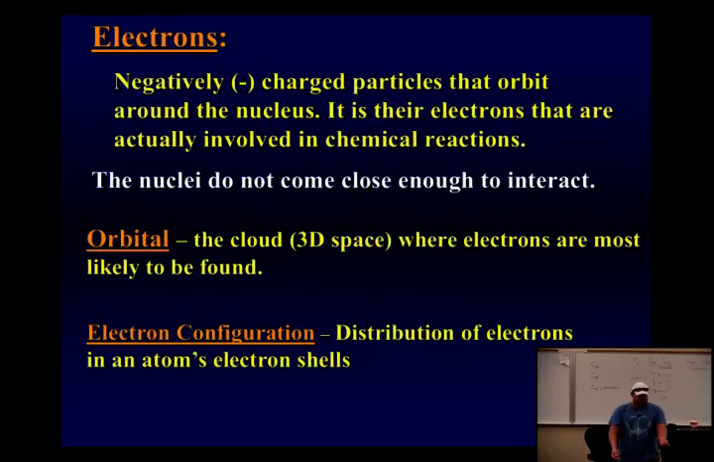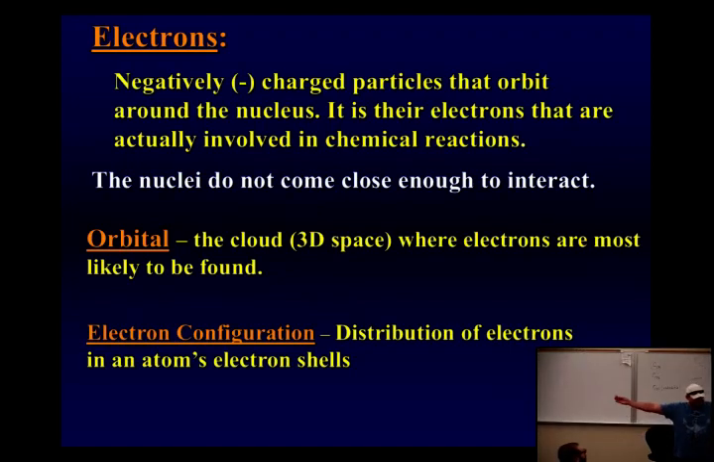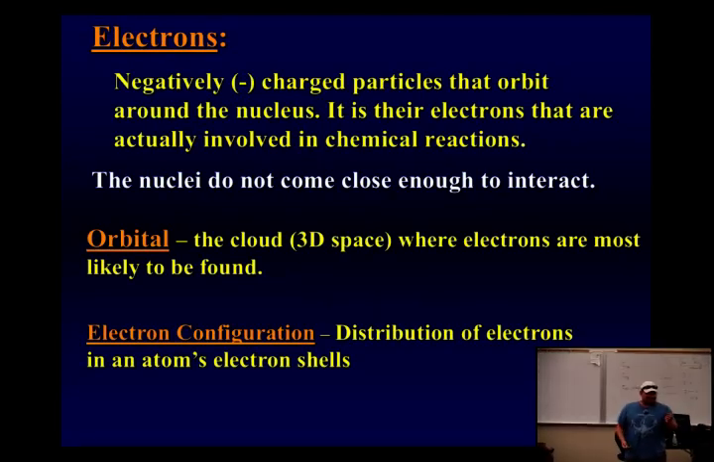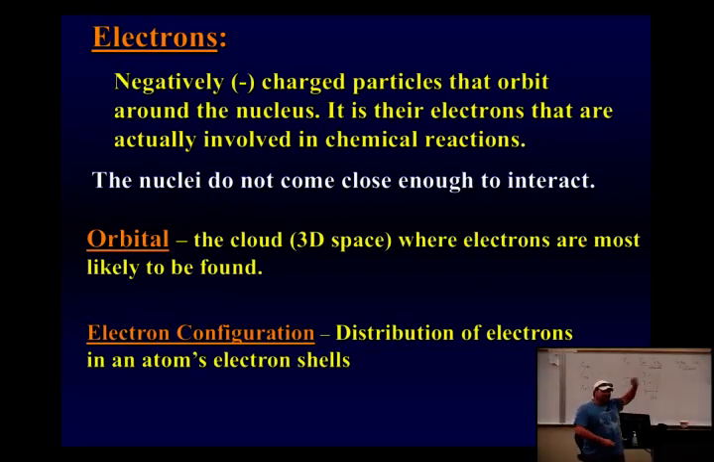So if this is the actual size of the nucleus, where would the electrons be? Here? Here? Way bigger. Here? Like a big football field. So if this was going in that direction, it would be somewhere around the 202 area. That's how far away the electrons are from the nucleus. So you're right, they're really far.